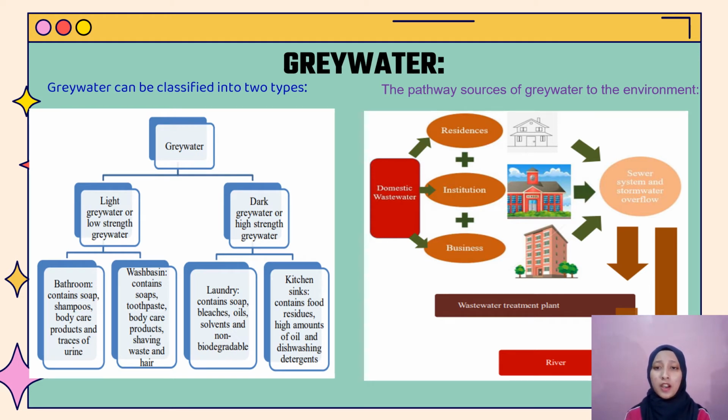Domestic wastewater is the wastewater that comes from residences, institutions, and business. All these three wastewaters will go to the sewer system and it will go to the wastewater treatment plant for the wastewater treatment before discharge into the river.